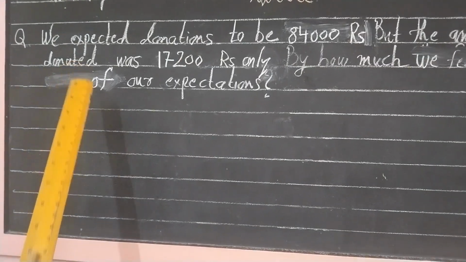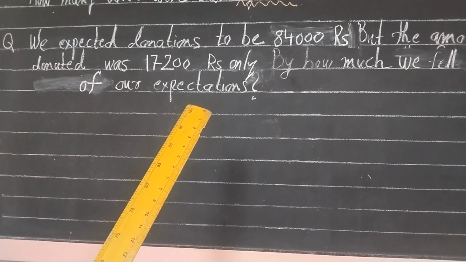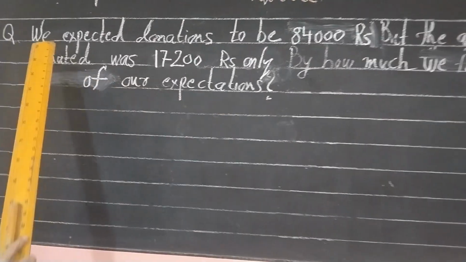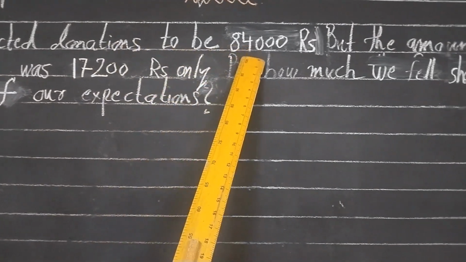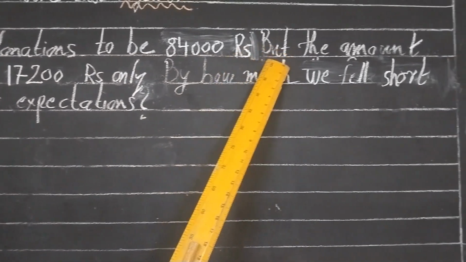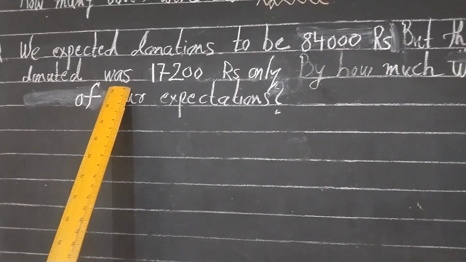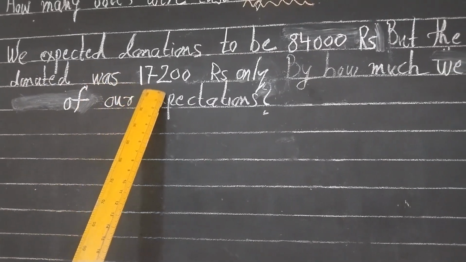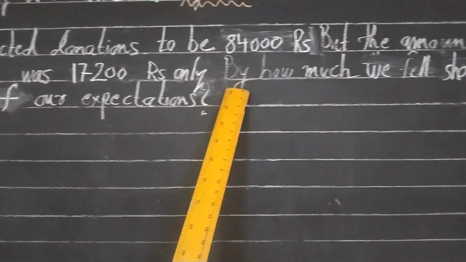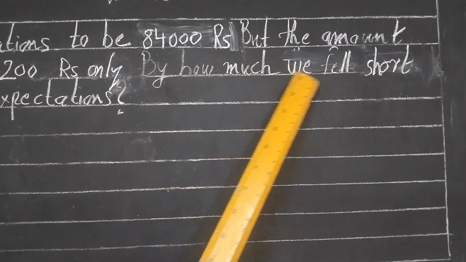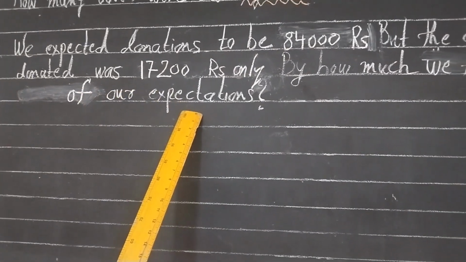Now, the previous question is slightly changed. Let us see the change. We expected donations to be 84,000 rupees, but the amount donated was 17,200 rupees only. By how much did we fall short of our expectations?